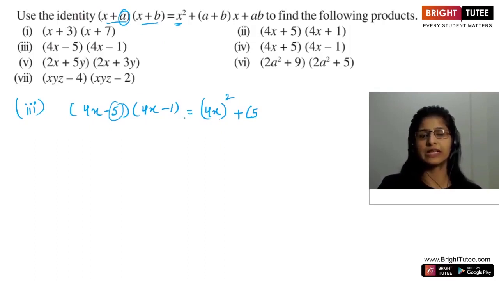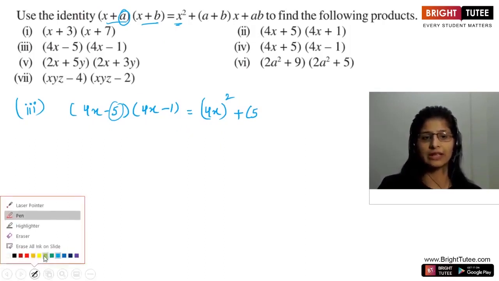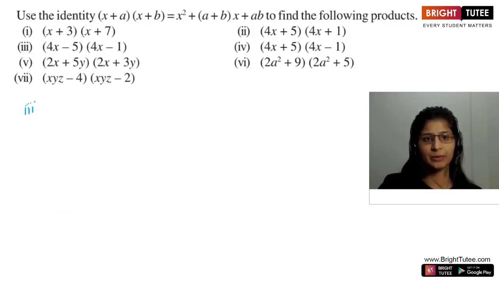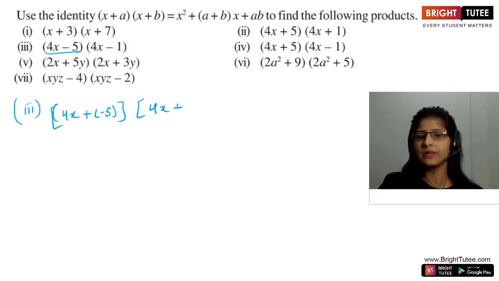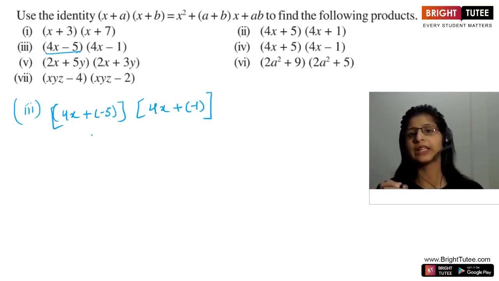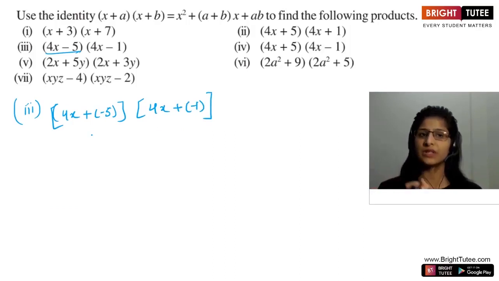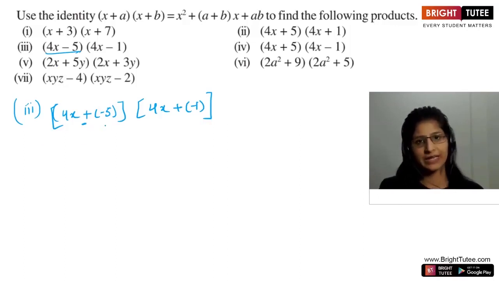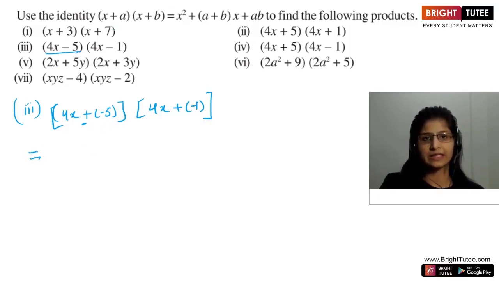So before solving it, for your clarity, I would rather write it as, just see in the third part, 4x plus minus 5. Right? And the second one I will write as 4x plus minus 1. What does that mean? That means you always have to take the sign along with a and b, because in the identity that we are using, the sign between x and a and x and b is plus. So we have also made it a plus sign, but we have to take minus 5 and minus 1, because in the question it is given minus. Plus minus is minus.